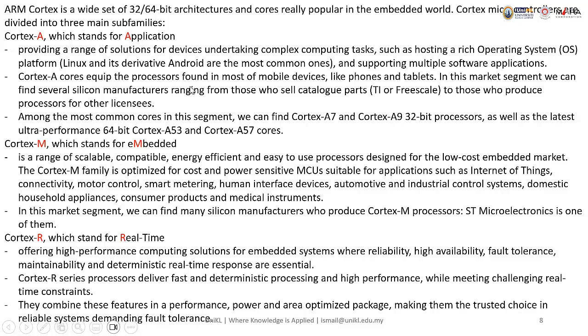I never use it, actually. The second one that we have is Cortex-M, which stands for embedded. This is the cheapest, we can say. It is an energy-efficient and easy-to-use processor designed for the low-cost embedded market. The Cortex-M family is optimized for cost- and power-sensitive applications such as Internet of Things, connectivity, motor control, smart metering, human interface, and so on.